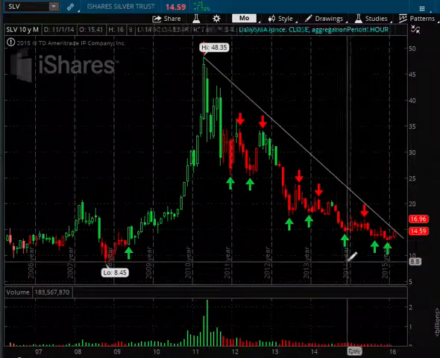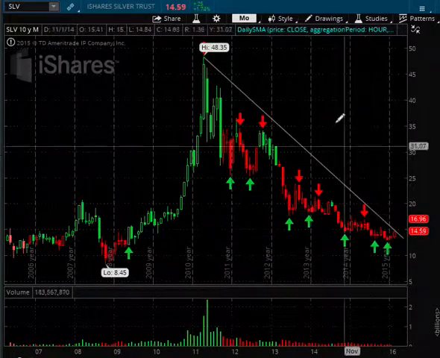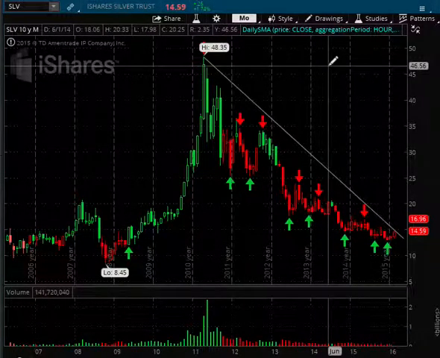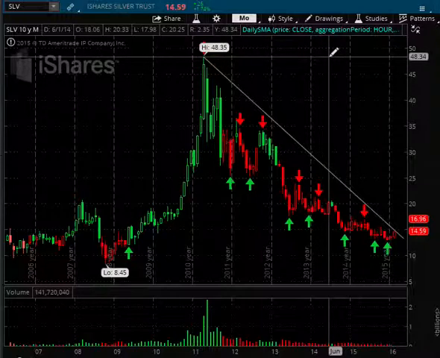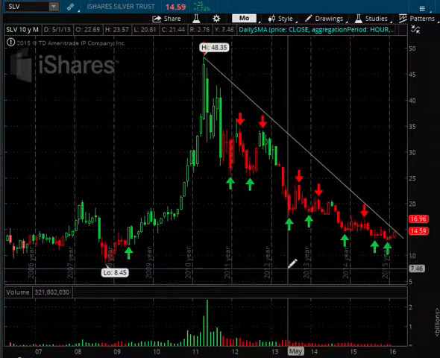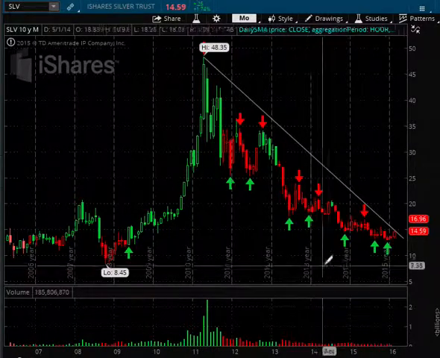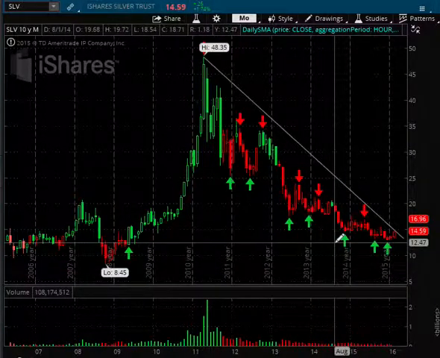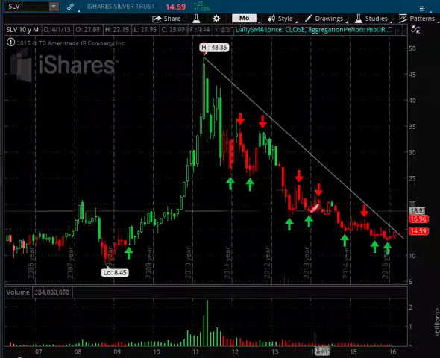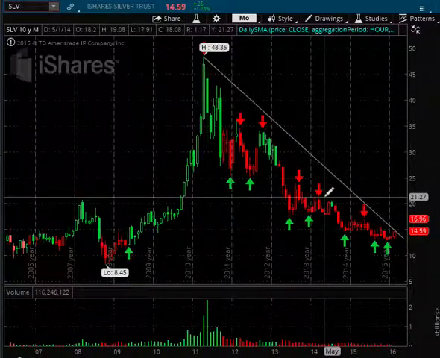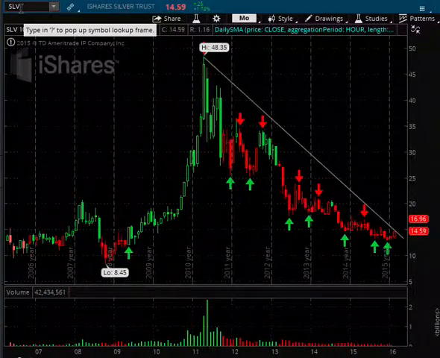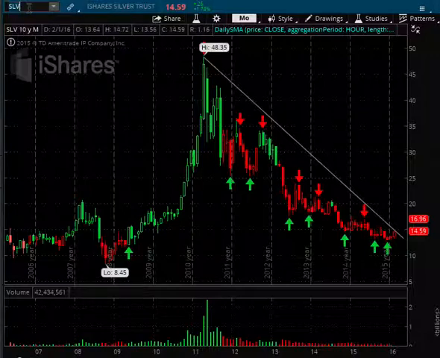But if you go from 14 to 48, that's almost a 300% return. So 300% return upside, 50% downside. That's a great risk to reward. So I would definitely be buying silver at this particular time. All right, that's gold and silver. Let's briefly go through some other tech stocks.